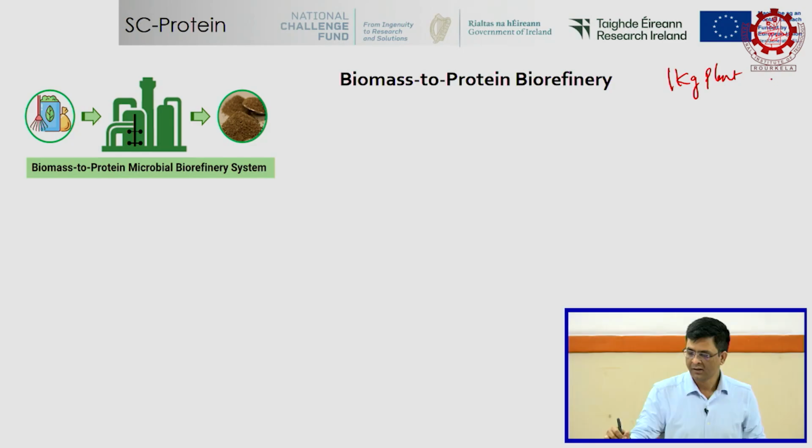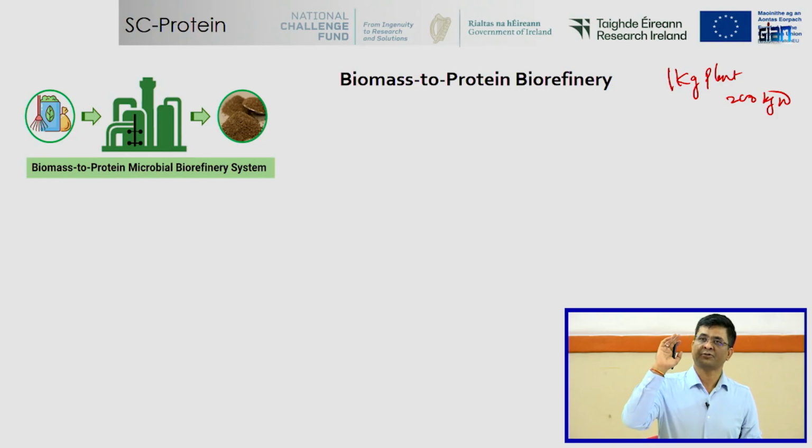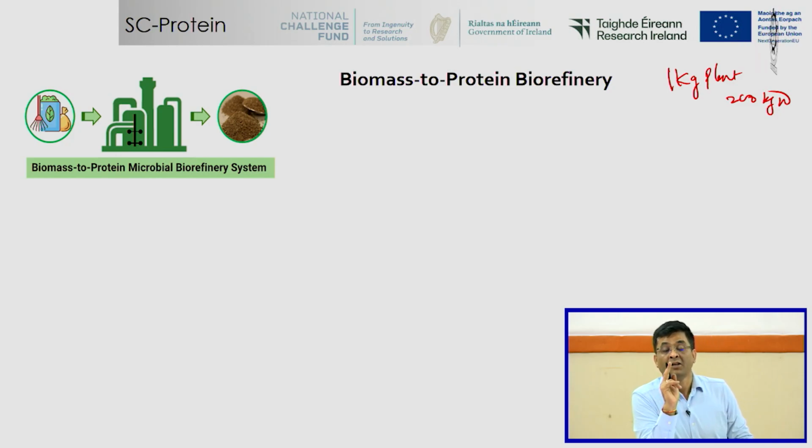In a nutshell, to obtain 1 kg of plant protein, we need at least 200 kg of water. I am talking about the processing water, not the cleaning water, which is a different story. Because if soybean, or any other crop, contains 25% protein, then 1 kg of that biomass will produce 250 grams of protein. Yeah, that is the best case scenario, if everything is extracted.